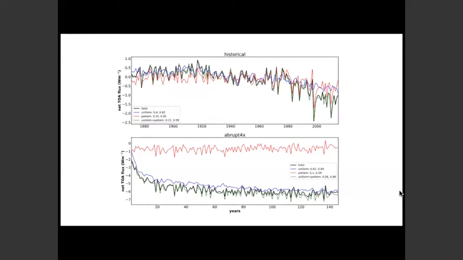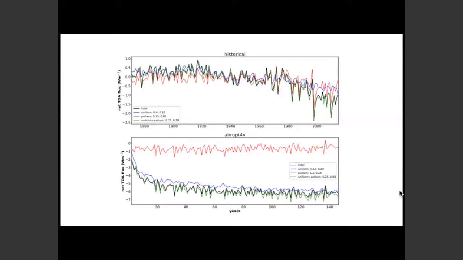You get the right response pretty much both for the historical and for the abrupt four times. And that, to me, suggests that it's not an issue that there's some sort of strong state dependence associated with being in a warmer world, at least for the first 150 years of the abrupt four-times simulation. Definitely, as you saw maybe in my poster or some of the slides I showed earlier in the week, once you get beyond 150 years, absolutely temperature dependence and state dependence becomes important.